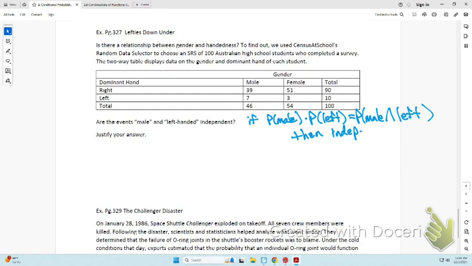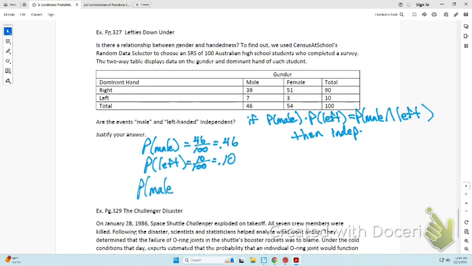So let's find those values. Probability of male is 46 out of 100. Probability of left is 10 out of 100. Find where they cross. And that is at 7.